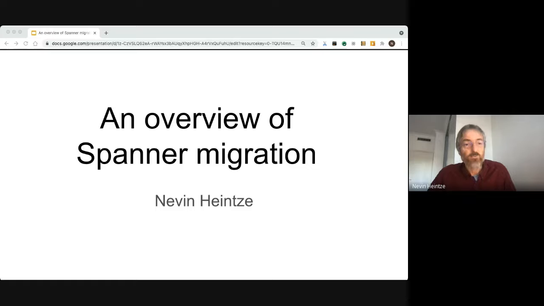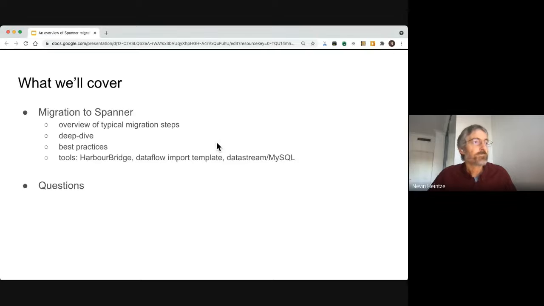So today we're going to discuss migration to Spanner. I'm going to give an overview of typical steps in a migration, and then we're going to do a deep dive into some of the core parts of a migration, and then I'm going to describe best practices and also some migration tools.